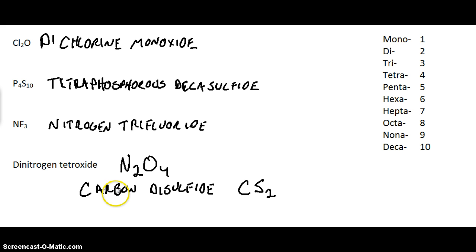So that's it. That's how you're going to name binary covalent compounds. The next videos we're going to start doing the acid naming.